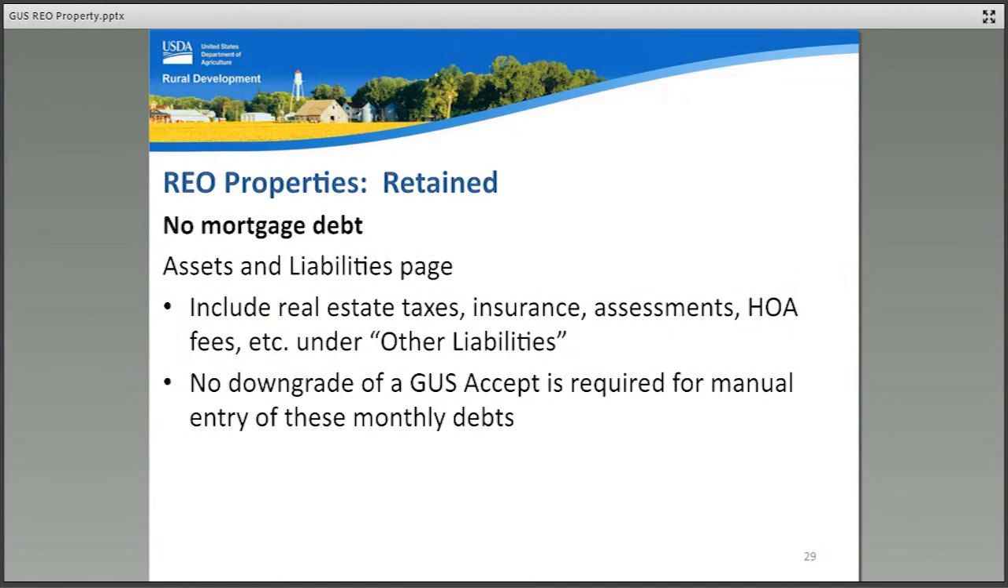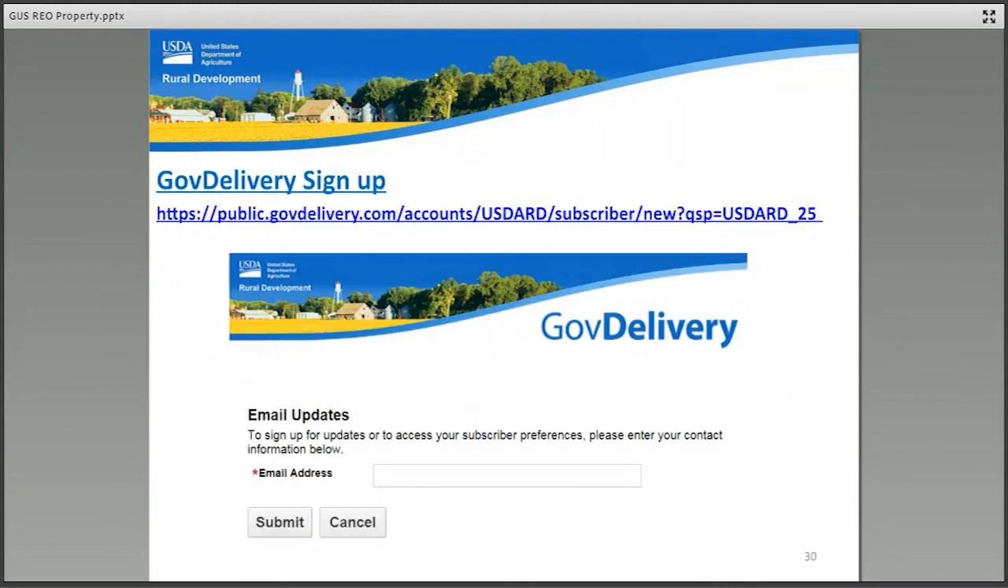Applicants that will retain a property that have no mortgage liability must have the continuing monthly debts of real estate taxes, insurance, special assessments, HOA fees, etc. included in the debt ratios as applicable. This is accomplished by returning to the Assets and Liabilities application page and manually entering these debts in the Other Liabilities section. When these items are manually entered into GUS, an underwriting recommendation of accept will not require a downgrade.